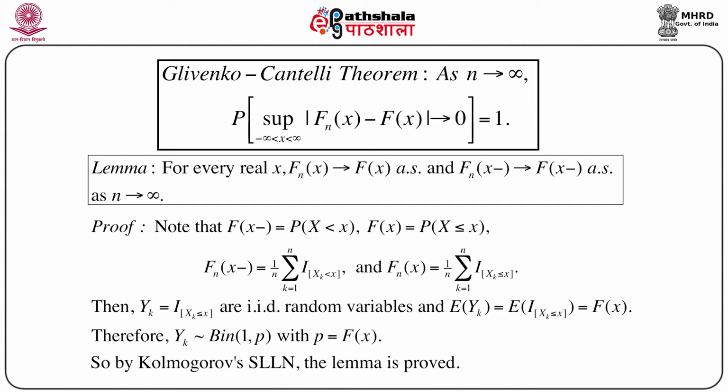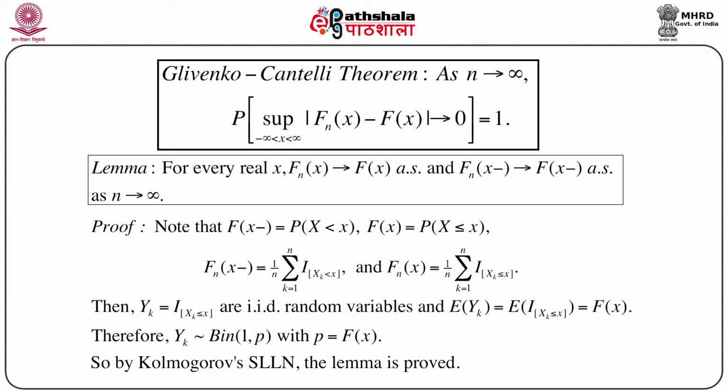Now, in order to prove this theorem, let us first consider one small lemma, which states that for every real x, Fn(x) goes to F(x) almost surely, and Fn(x-) goes to F(x-) almost surely as n goes to infinity. Now, note one important property of a distribution function: we know that a distribution function is right continuous. It is not necessarily left continuous. So, to deal with those points at which it is only right continuous, we are checking whether Fn(x-) goes to F(x-) almost surely.